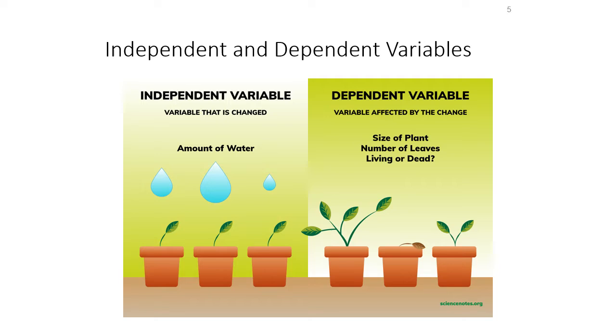And so the independent variable is what she manipulated, and she manipulated the amount of water. The dependent variable is what she measured, what she thought would depend on the independent variable, or on the amount of water: the size of the plant, the number of leaves, whether they're living or dead. Let's look at another example.